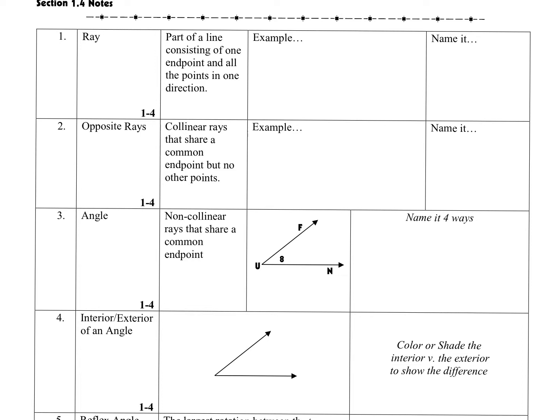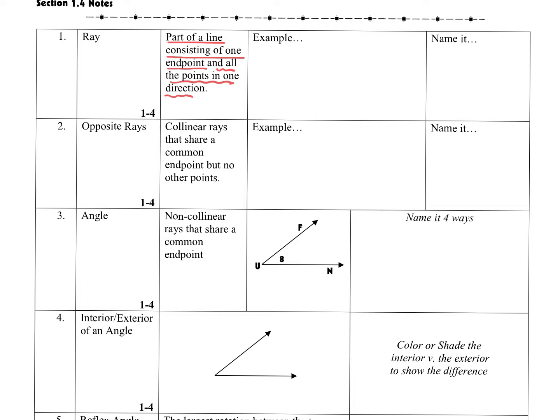A ray is a part of a line. Now remember, lines have an infinite number of points and they go forever in two directions. A ray is going to be a part of a line, which means it will also have an infinite number of points. However, a ray is going to have one end point, okay? So it is going to have one end point and then all the points in a single direction. So instead of going in both directions, it's going to go in one direction.